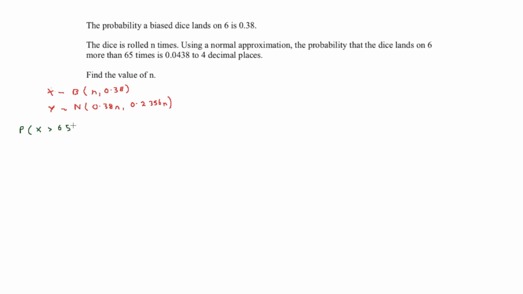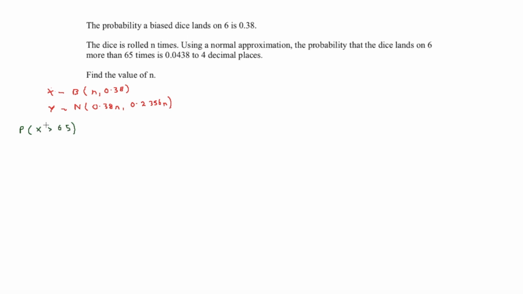And this is where we're going to have to use a continuity correction, because we've gone from the binomial into the normal distribution, so it's using this normal approximation. That's why we have to use a continuity correction. And in order to do it when it's more than or less than, you look at what it would be if it was equal to.